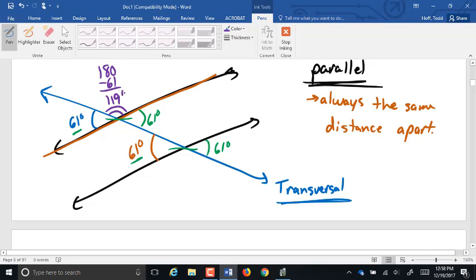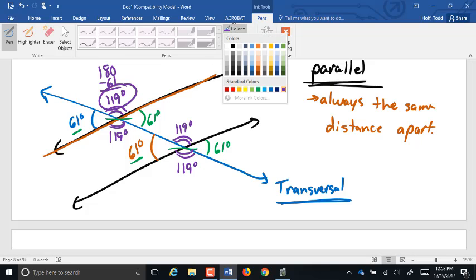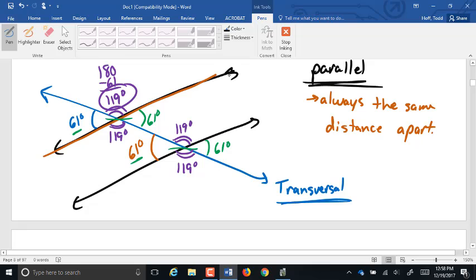180 minus 61, right? It's 119 degrees. Those two form a straight line. They have to be supplements. What would this angle be? 119. This angle, 119, and this angle, 119. When parallel lines are cut by a transversal, there's only two angles formed. So when you look at those parallel lines cut by a transversal, the angles formed, if you know one angle, all the other angles are either equal to it or supplementary to it.